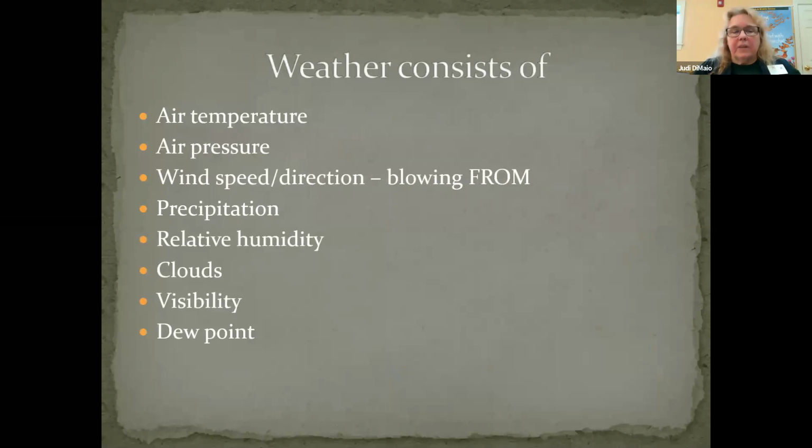Weather consists of things like air temperature, air pressure, wind speed and direction. And the important thing to understand about that is if you ever hear, for example, northwest wind at 6, it's not the direction it's blowing to, it's the direction it's blowing from. So that's important to remember. Precipitation, relative humidity, clouds, visibility, and dew point.